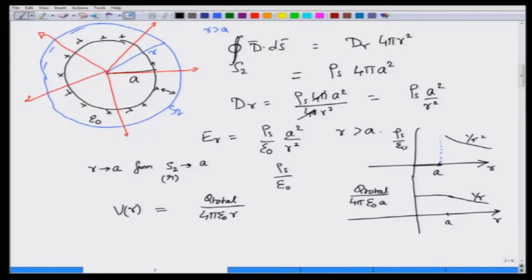So, this is very critical. Please note that the electric field is 0 inside the shell, but the potential is not 0.